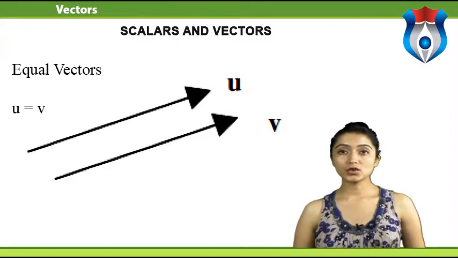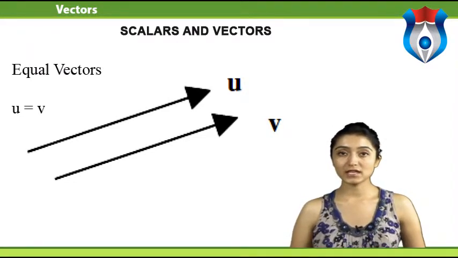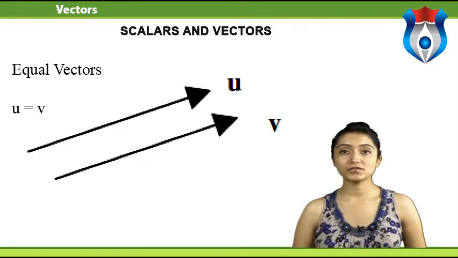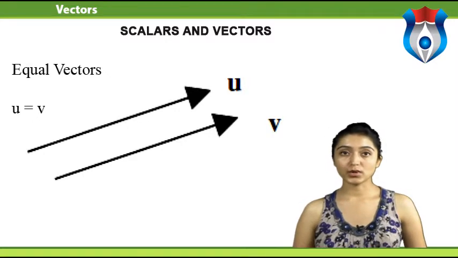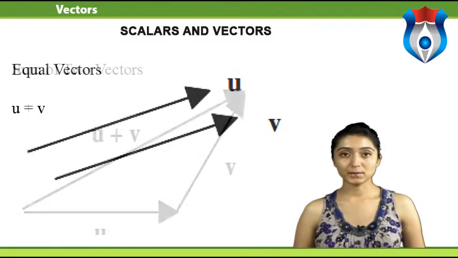Equal vectors: two vectors u and v which have the same length and same direction are said to be equal vectors, even though they have different initial points and different terminal points. If u and v are equal vectors, we will write u is equal to v.